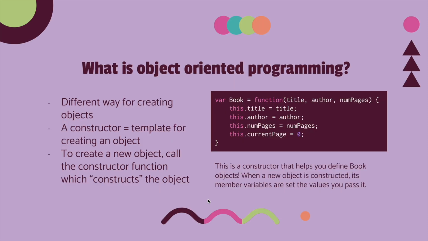So first, let's talk about what object-oriented programming is. Object-oriented programming is a different way for creating objects where you create a constructor, which is like a template for creating the object. Then when you want to create new objects, you can call the constructor function, which constructs the object. So this is an example of a constructor that helps you define book objects.